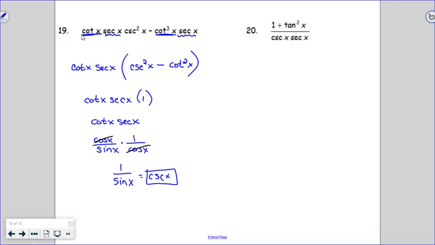Our last one, the first thing I did was replace the numerator with its Pythagorean identity. 1 plus tangent squared is secant squared. That allows me to cross off a secant in the numerator and the denominator. And again, I can use their identities to slide them to the other part of the fraction. A secant in the numerator is a cosine in the denominator. Cosecant in the denominator is a sine in the numerator, and sine over cosine is tangent.